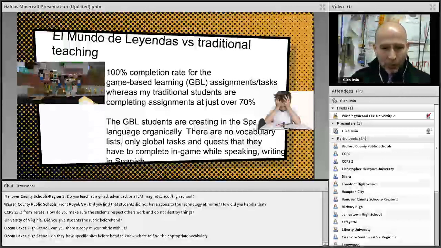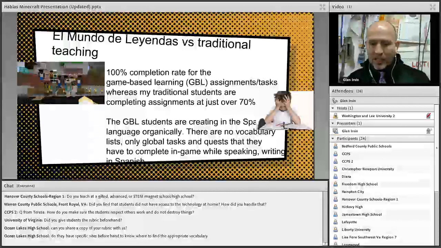Can you share a copy of your rubric with us? Yes, the rubric is, I'm almost positive, inside of the thing where all the lesson plans are. And I'll share that in just a bit. It has all of my lesson plans and it has that specific rubric there, which you can manipulate and change however you want to go ahead and do it too.